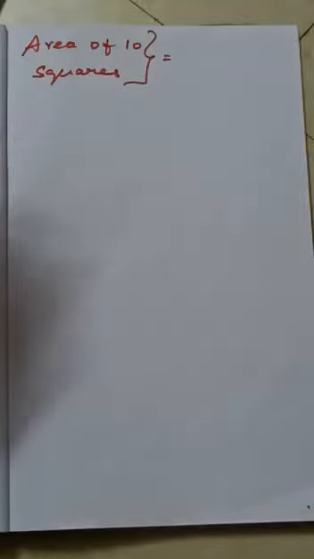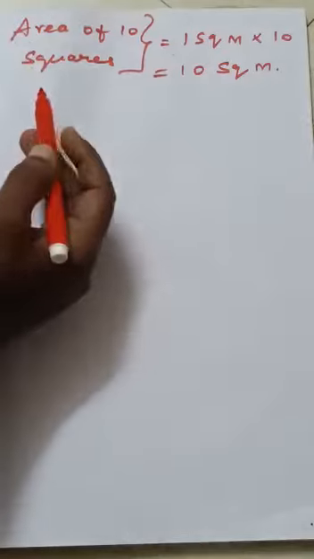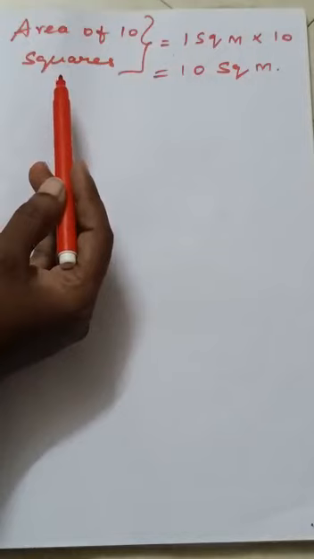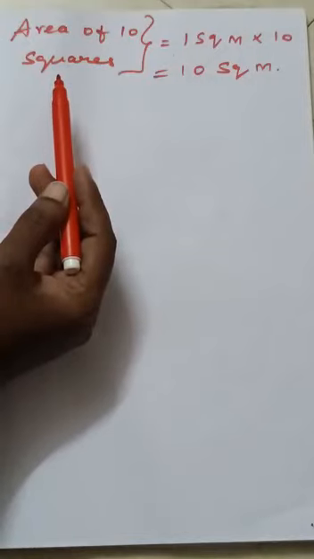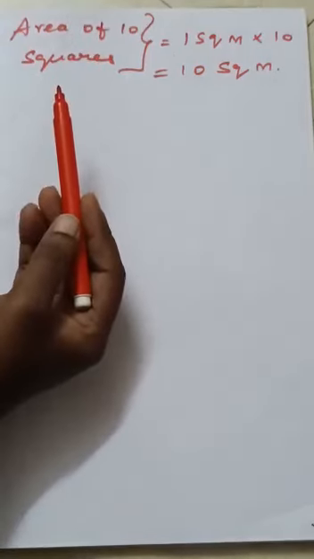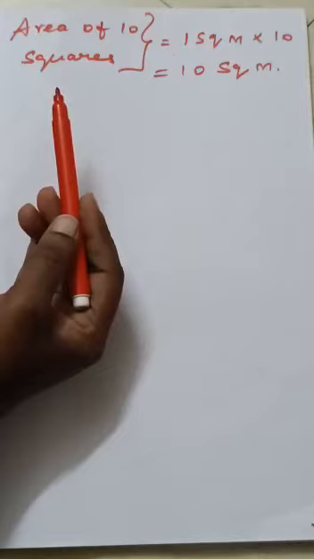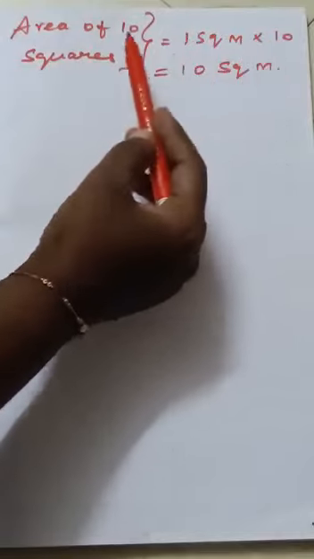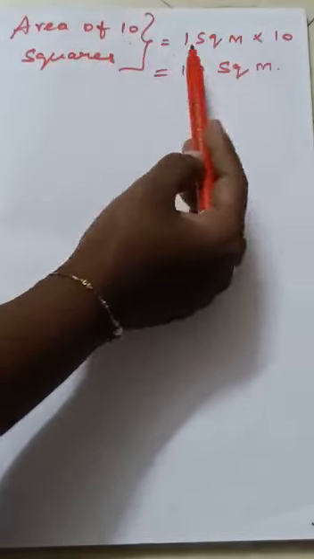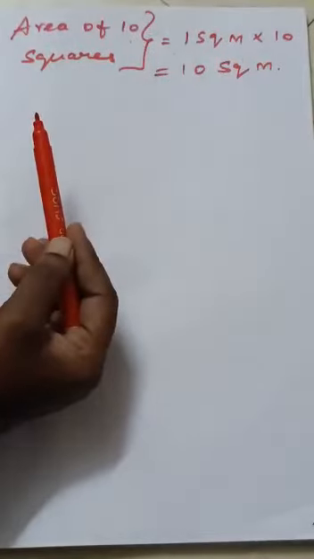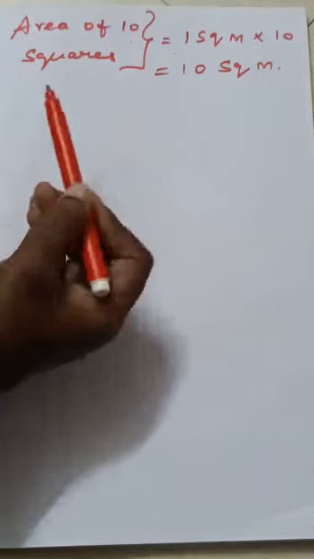Once again I repeat, the area of 10 squares. To measure the area of 10 squares, first we have to calculate the area of a square, that is the single value, right? After calculating the area of a square, the answer we received is 1 square meter. So from that 1 square meter, we should multiply by the given value 10, right? When we multiply both values, what did we receive? 10 square meters. So what is our final answer? What is the area of 10 squares? It is 10 square meters. I hope you understand this sum.